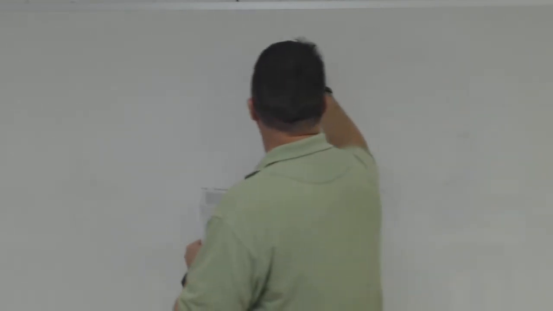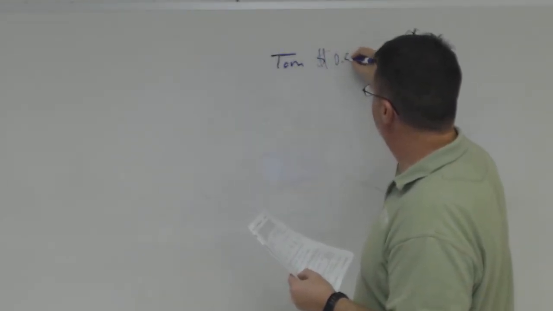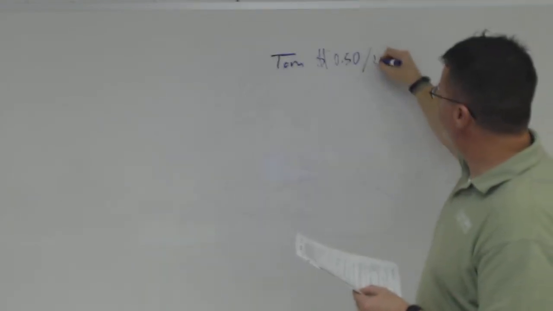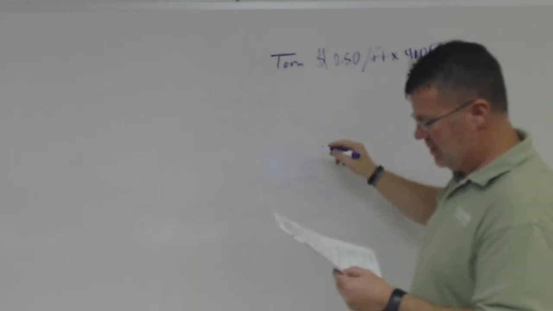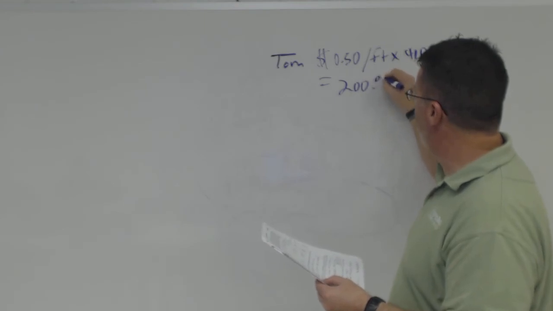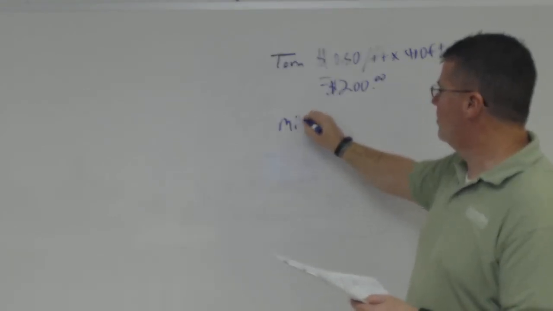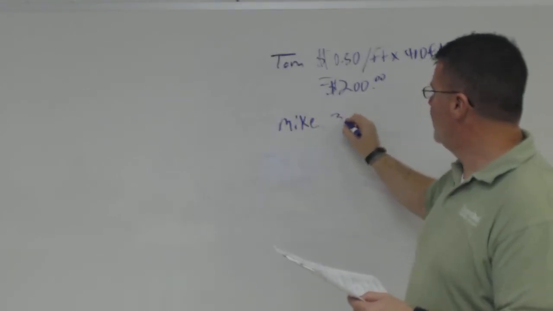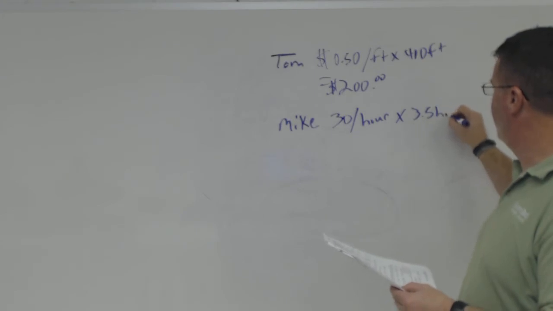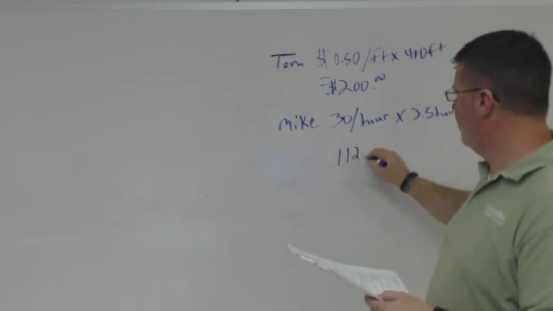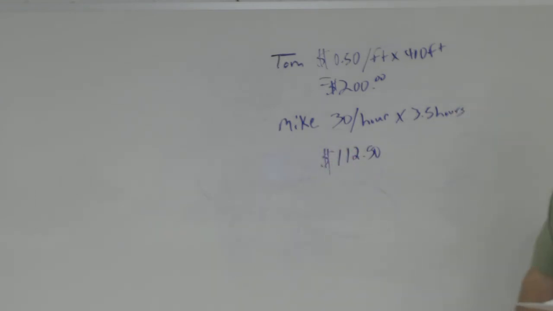Hmm. Let's do it. All right. Tom is 50 cents per foot times 400 feet equals $200. Not bad for an afternoon. Mike, he's 30 an hour times 3.5 hours. I got 112.50.